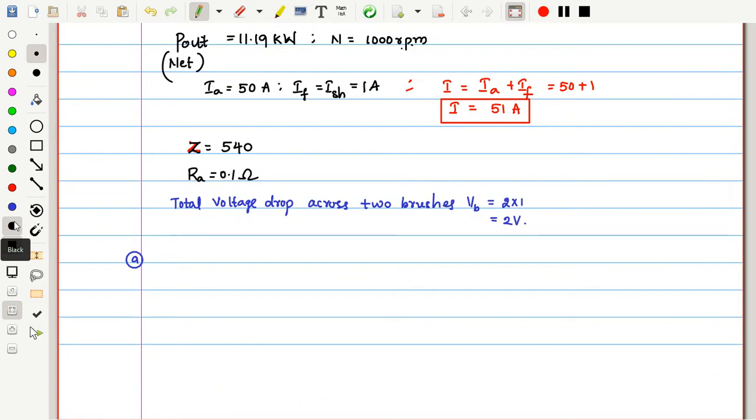So what is part A? Part A is to calculate the armature torque. So how much is the armature torque? We had seen previously: armature power divided by the angular speed.